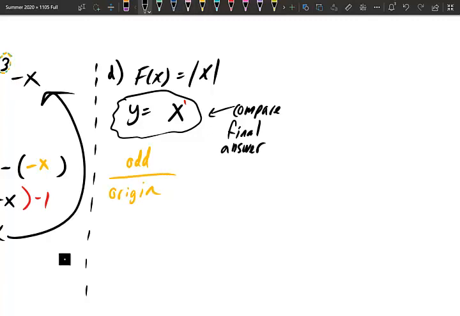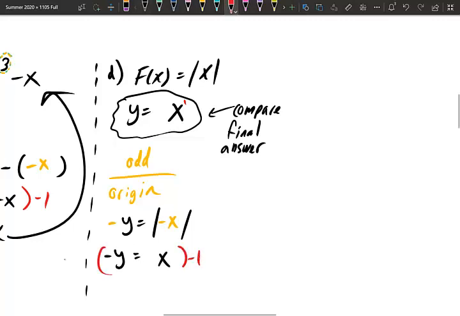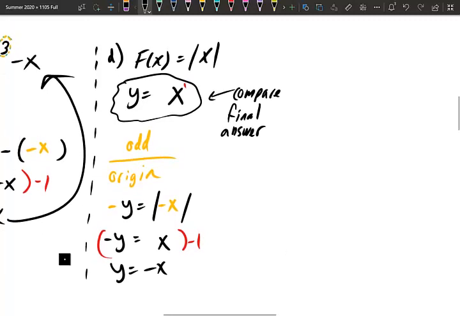So for origin, we have negative y equals absolute value of negative x. And what's the absolute value of negative x? It's always x. So we have negative y equals positive x multiplied by negative 1. And when we do, we have y equals negative x. That's not the same thing. This is what we're going to compare it to, and it's not the same thing.